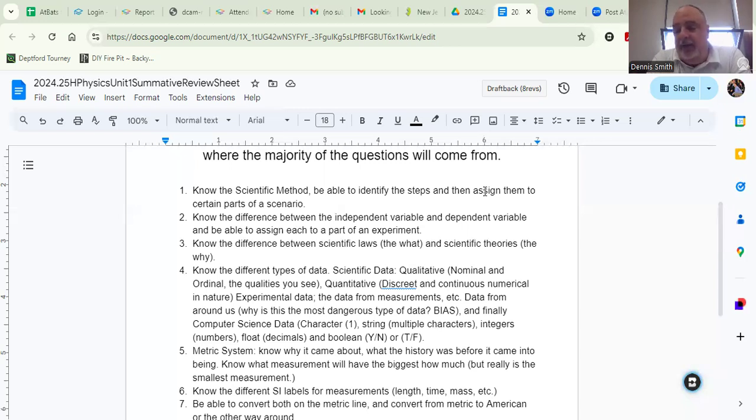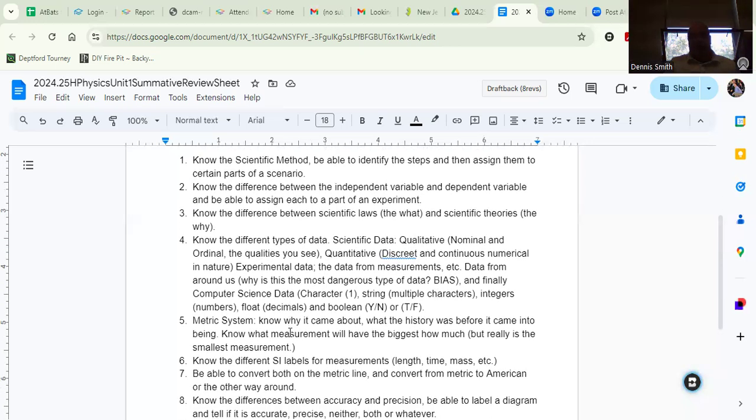You guys should get a layup out of it as long as you study the do nows and go over the review sheet that I gave you guys. In terms of data, know the different types of scientific data. Qualitative data are the qualities that you can actually describe: nominal and ordinal. Quantitative is discrete and continuous. Remember, discrete are the counting numbers. Continuous are the breakdown of decimals and fractions.